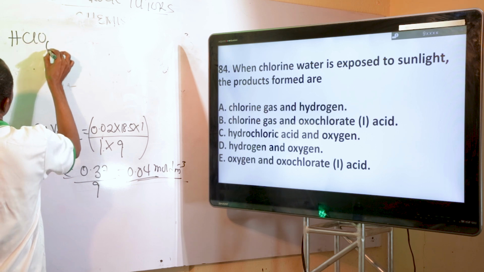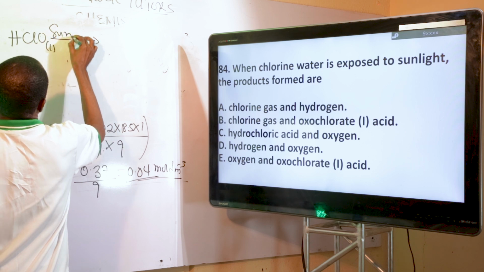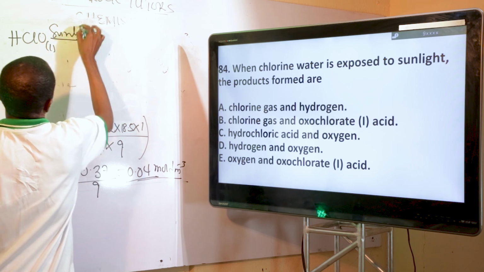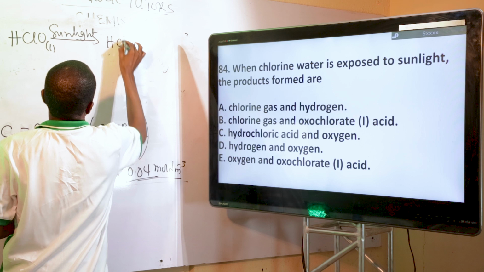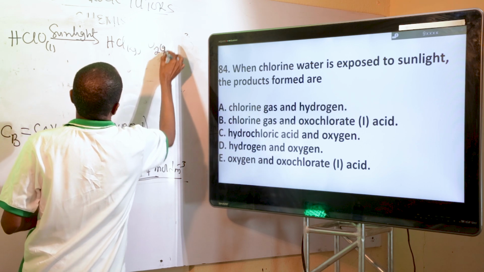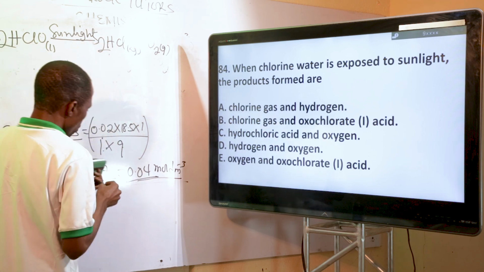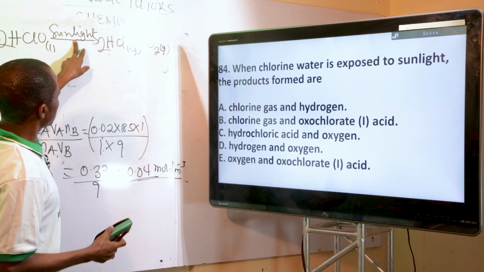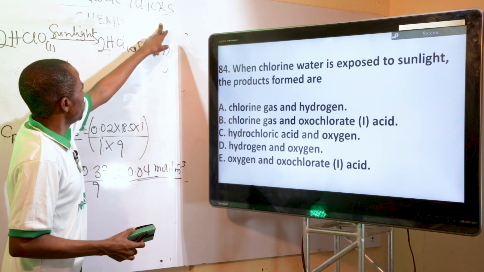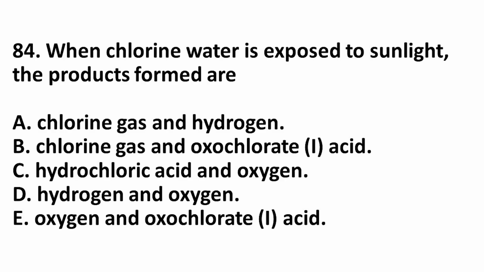HClO, that's chlorine water. When chlorine water is exposed to sunlight, it decomposes to form hydrochloric acid, and then it liberates oxygen gas. So to balance that, 2 here and 2 here. So whenever chlorine water is exposed to sunlight, oxygen gas is liberated and hydrochloric acid is produced. And if you look at the options, you can see the correct answer is hydrochloric acid and oxygen.